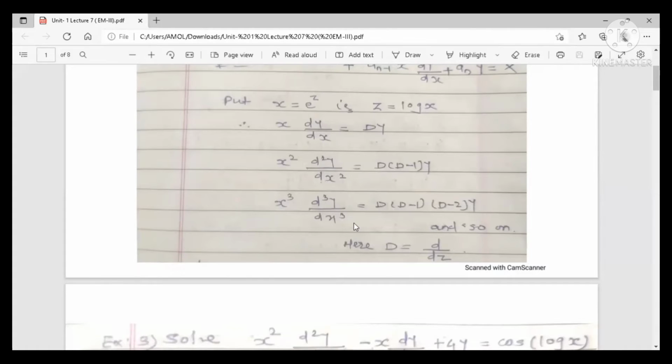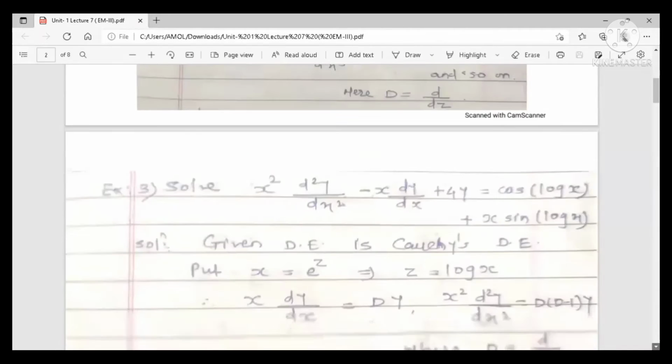If a fourth order derivative term is there, then the substitution is D into D minus 1, D minus 2, D minus 3 into y, and so on, where D is equal to d by dz. This capital D is nothing but d by dz. So using this substitution, you can reduce Cauchy's equation to LDE.